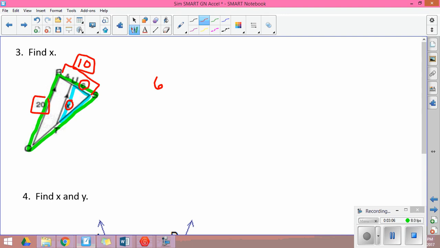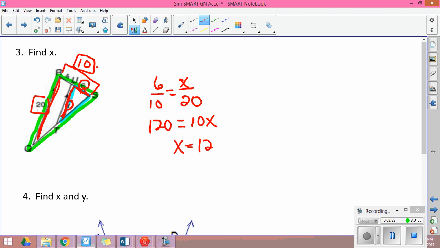So I'm going to say 6 over 10 will have the same proportion as x over 20. So I did short side over the entire side, small triangle over large triangle, small triangle over large triangle. When I cross multiply, 120 is equal to 10x. We find out that x is 12.